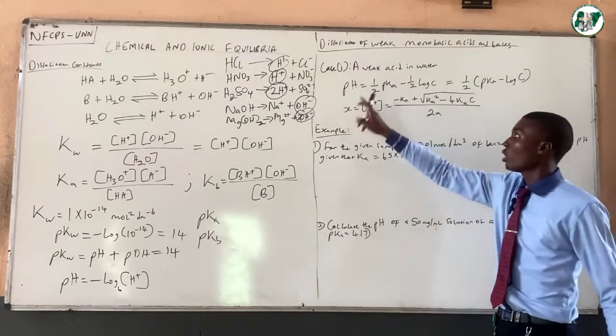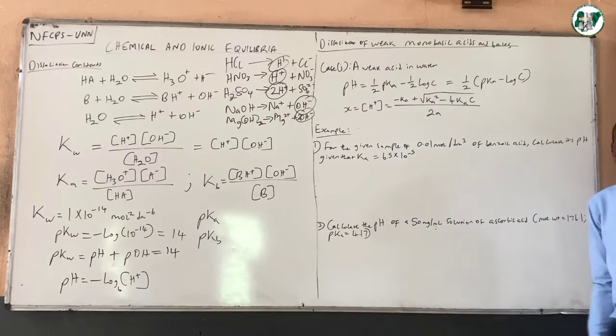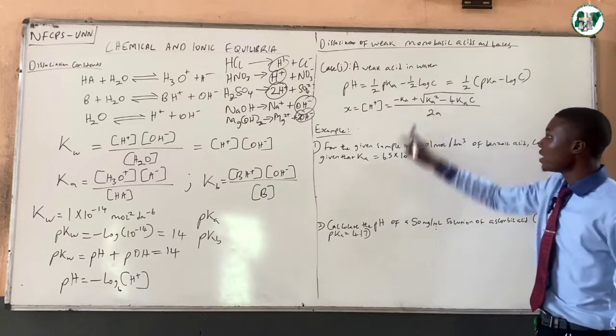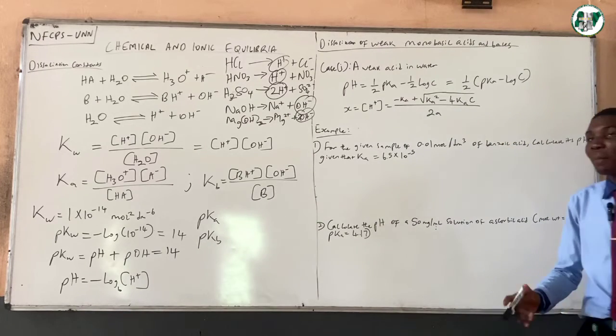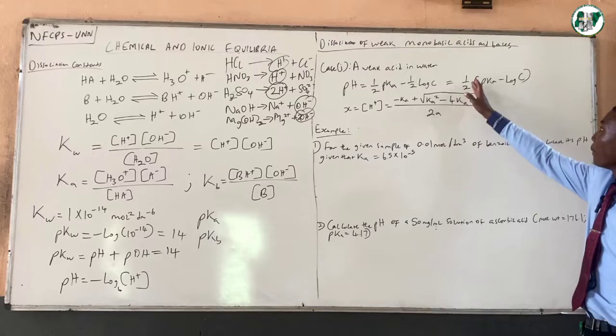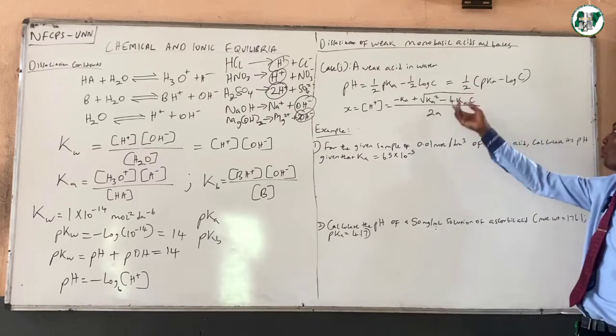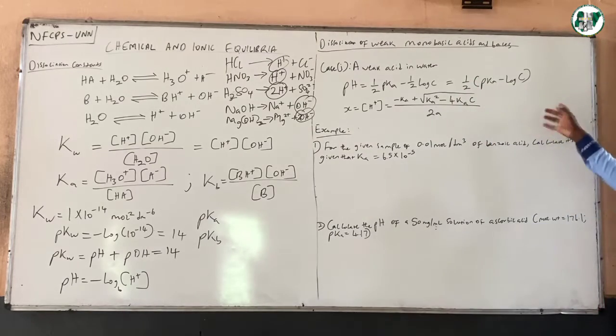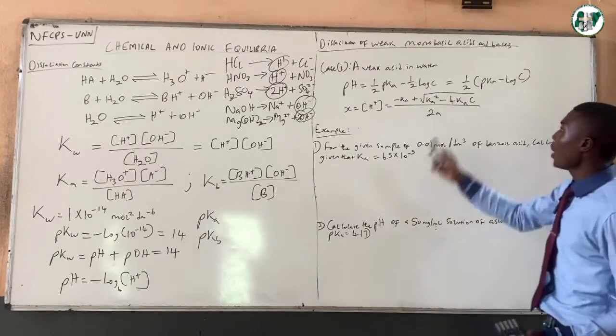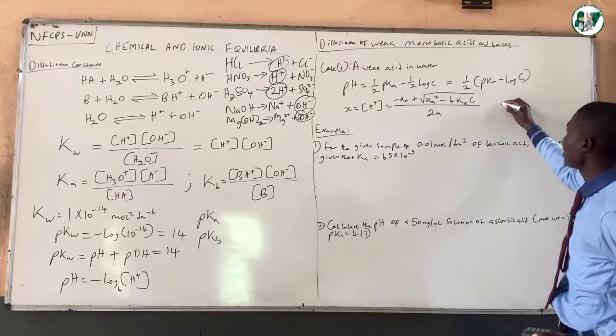The pH is equal to half pKa minus half log C. What is C? C refers to the concentration of that particular solution. So you can also put them in brackets and bring out the common factor, which is half, bracket, pKa minus log C. Another way you can calculate it is using the quadratic equation.